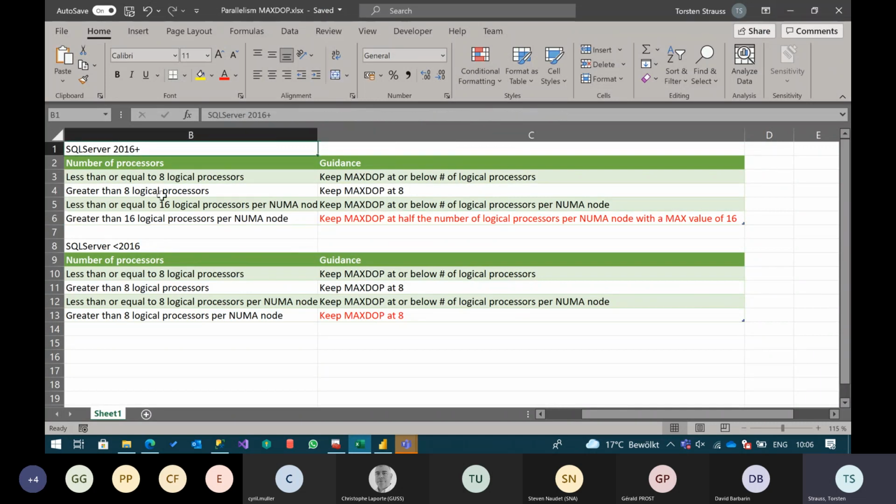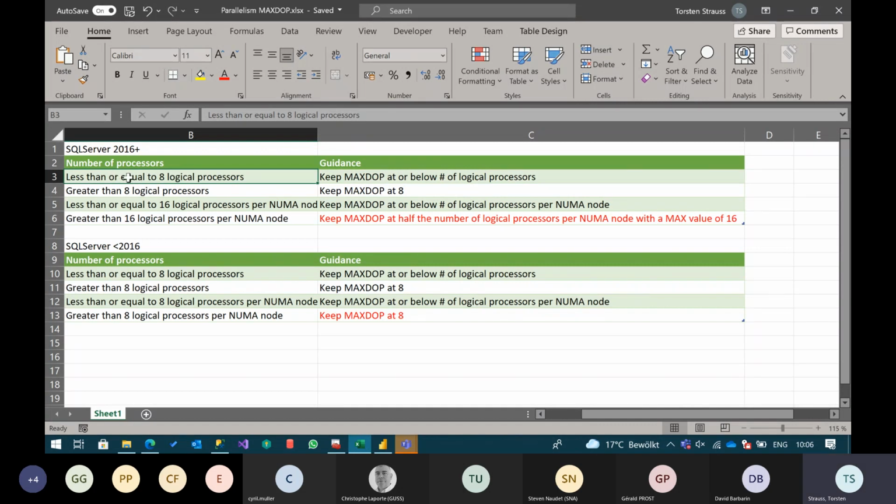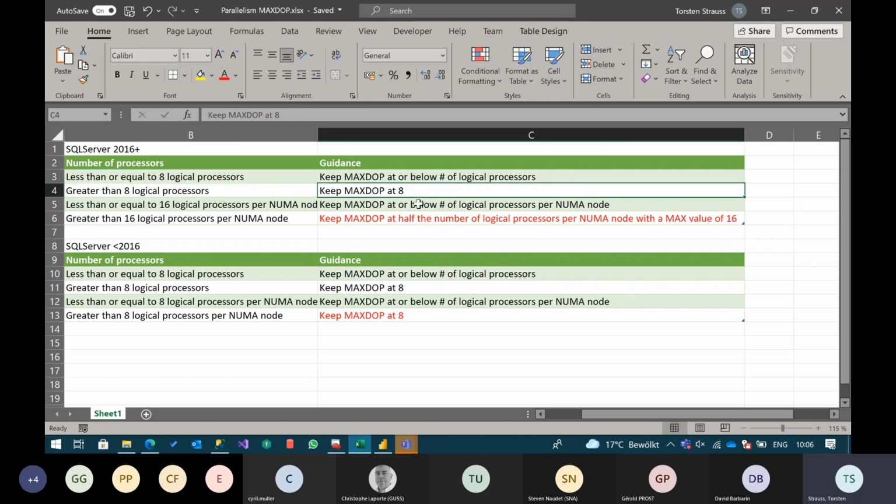So you can see SQL Server 2016 plus and SQL Server 2014 and older versions. The recommendation is, and there's one difference here, anything else stays the same. If you have less than or equal to 8 logical processors, the guidance is keep MAXDOP at or below the number of logical processors. That means when I have a NUMA node which has 8 logical cores, I should keep MAXDOP to the number of logical cores within one NUMA node, but at maximum 8.